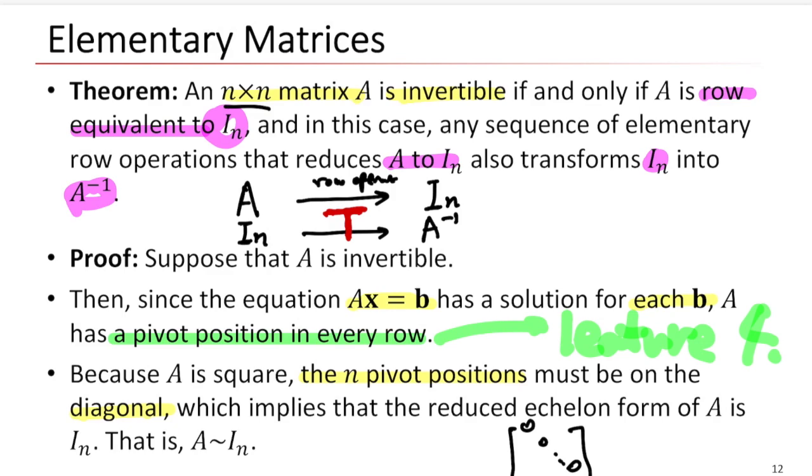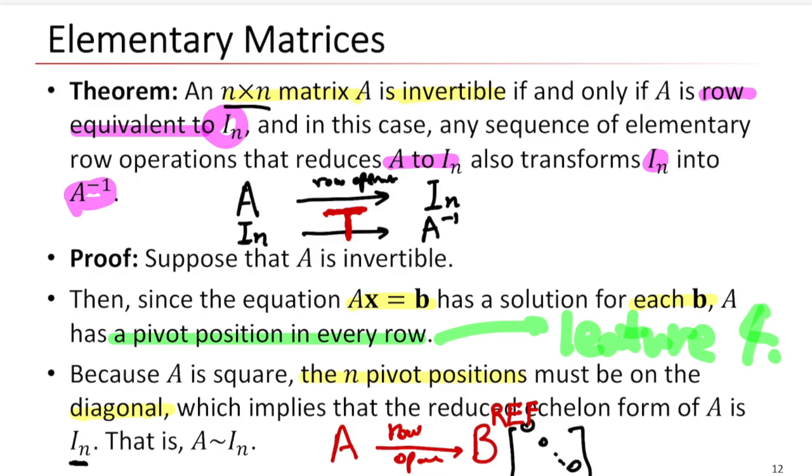That implies that the reduced echelon form of the matrix A is the identity matrix I_n. So, okay, we have a matrix A. There are some kinds of row operations here. Then we make some matrix B in RREF, reduced echelon form, something like this.